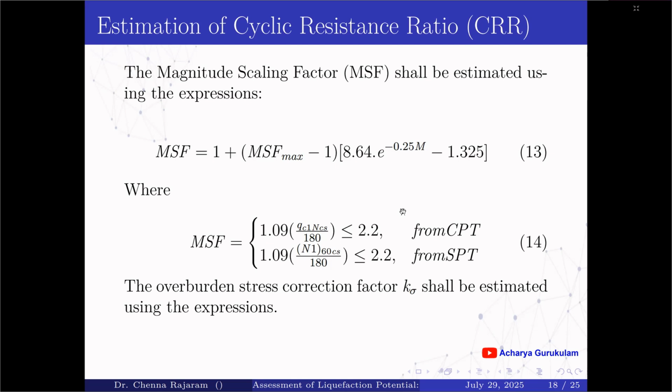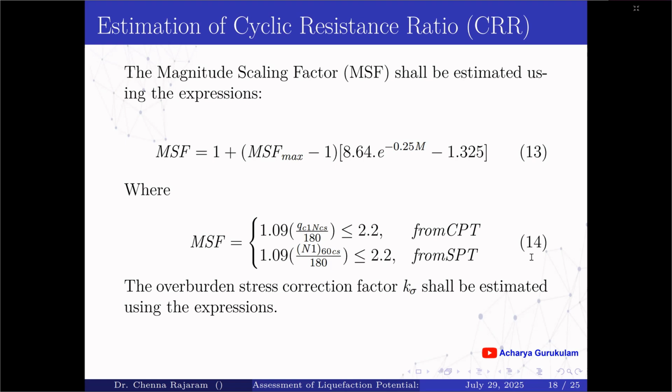Next, the magnitude scaling factor shall be estimated using the expression MSF is equal to 1 plus (MSF max minus 1) into (8.64 into e to the power of minus M divided by 4 minus 1.325), where MSF max is equal to 1.09 plus (QC1NCS divided by 180) less than or equal to 2.2 from CPT, and 1.09 plus (N160CS divided by 180) less than or equal to 2.2 from SPT.